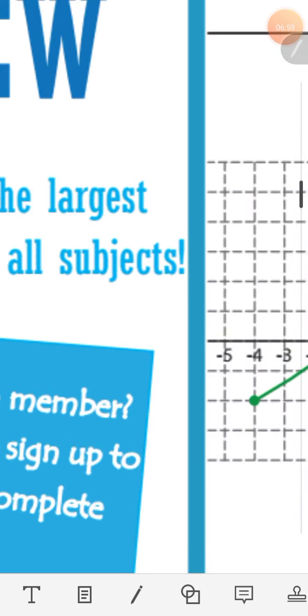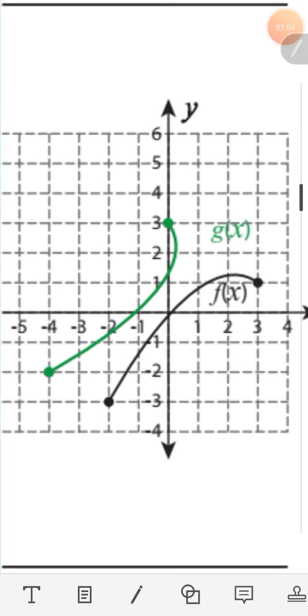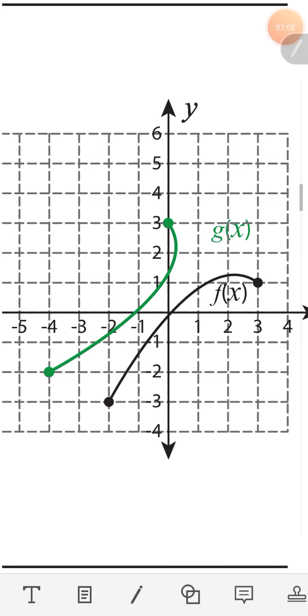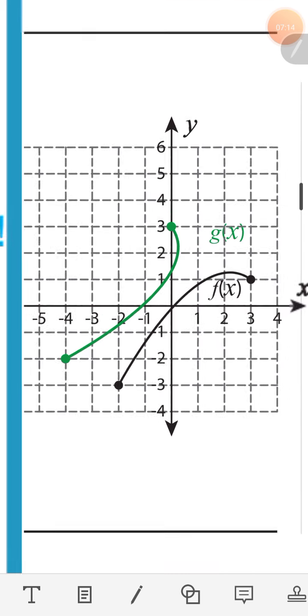Okay, so I want you to practice this one right here. You can pause it and then do it on your own. First of all, check if they're inverses of each other. If they are not, draw its inverse. I want you guys to try that.